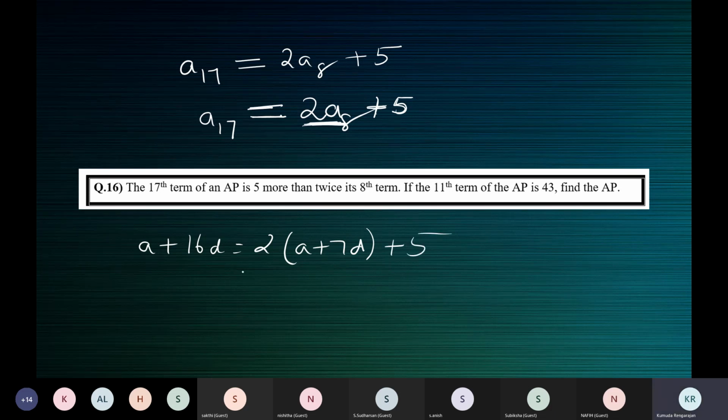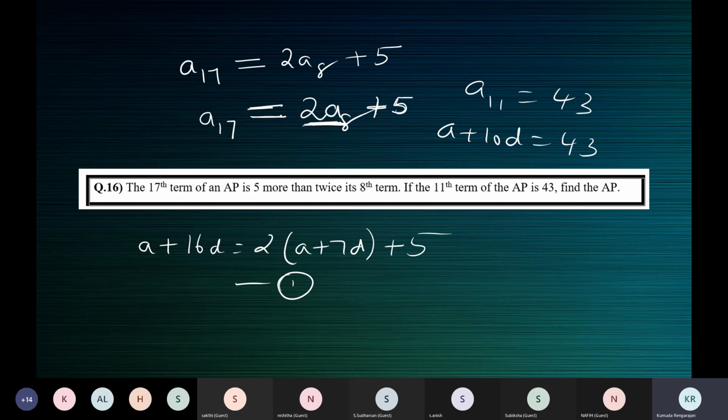When you solve this, you will get an equation in A and D. So we have one equation here. The 11th term of the AP is 43. That means A plus 10D is 43. So now we have two equations in A and D. From the information that the 17th term is 5 more than the 8th term, we got one equation. From the information that the 11th term is 43, we get another equation. Solve these two equations and find the values of A and D. Once you find A and D, you can find the AP.